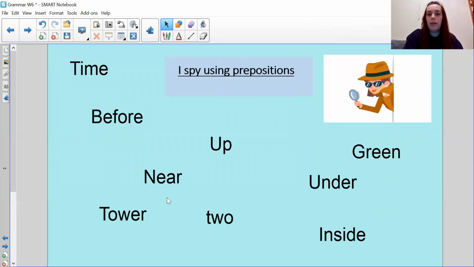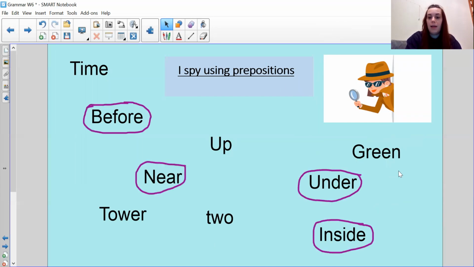Okay, let's do an I Spy using prepositions. So can you have a go at finding the prepositions here? We've got time, before, near, tower, up, to, under, inside, and green. You should find all the prepositions. You can pause the video now. Well done if you got before, near, under, and inside. Green is a colour, so it's a noun. To is a number, which is a noun. Tower is a noun. Time is a noun, and up is not a preposition.